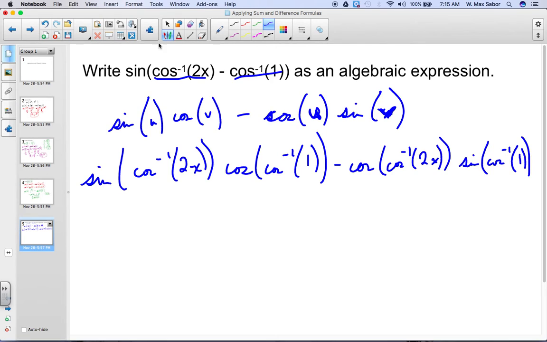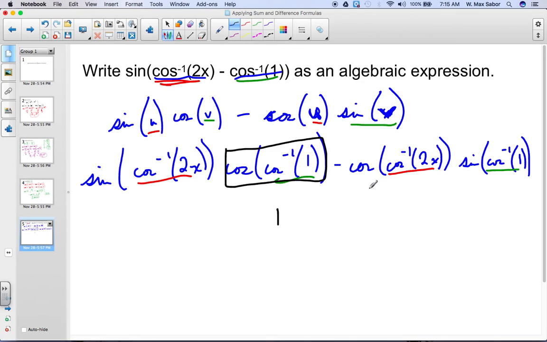It's just a matter of tracking things. So this is u here. This is u here. This is v there and there and there and there. So now we have to figure out what each of these are. I like to start with the ones that are obvious. Cosine of arc cosine is 1. Cosine of arc cosine of 2x is 2x times this. This, of course, is times that.